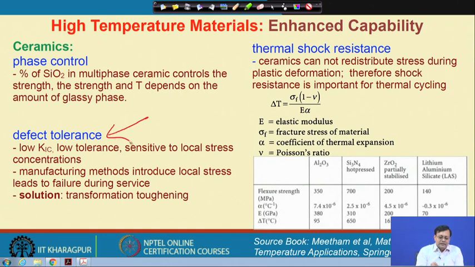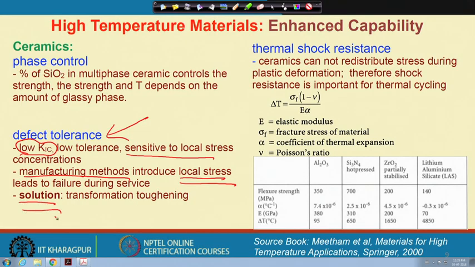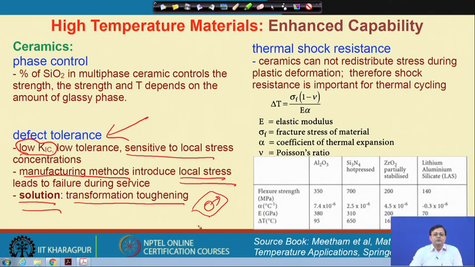Now, since the defect tolerance is very low in case of ceramic, we have a very low fracture toughness or very small process zone size. So, during the manufacturing process or shaping or any kind of other mechanical operation, the local stress distribution does not occur homogeneously, which will cause stress concentration in the material, and during its use the material fails. So, there must be a solution. How do we do that? Like transformation toughening. There is a ceramic and we incorporate some phase which will transform and absorb the shock and absorb the stress.